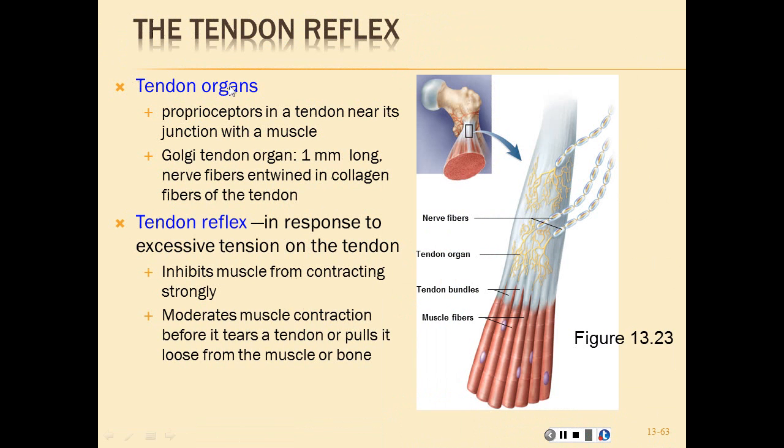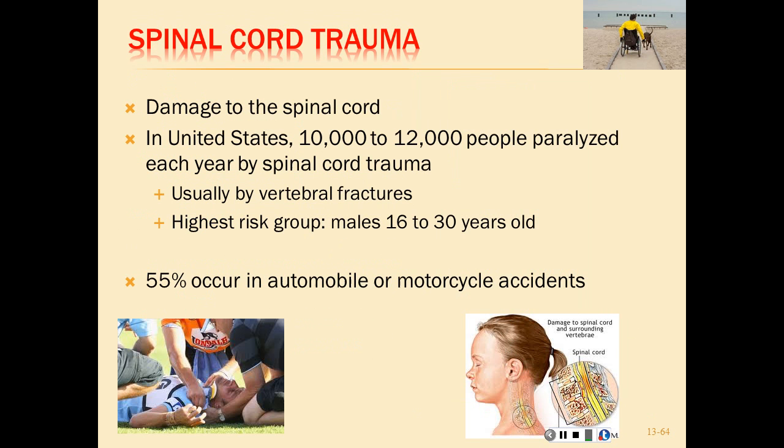So let's look at our tendon organs. Remember, tendons are what connect muscle to bone. We have proprioceptors in the tendon near its junction with a muscle. They have a ganglion tendon organ, which is 1 millimeter long, and the nerve fibers that intertwine in collagen fibers of the tendon. Tendon reflex: in response to excessive tension on the tendon, it inhibits muscles from contracting strongly, and it modifies muscle contraction before it tears the tendon or pulls it loose from the muscle or the bone.